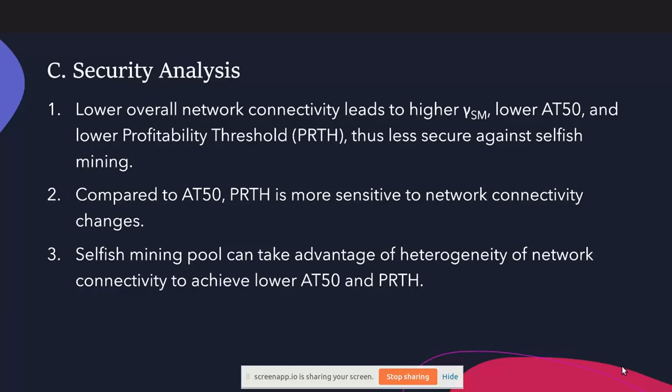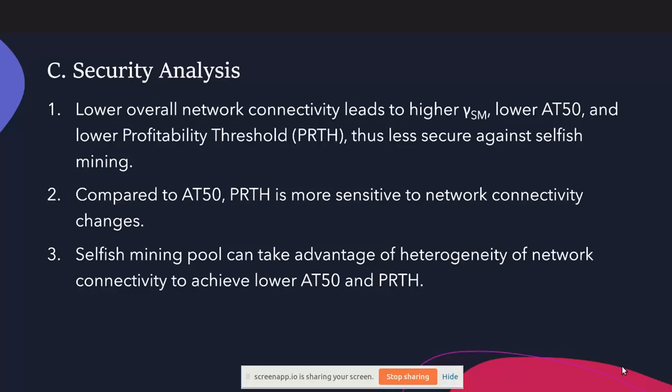So in that case, if the overall network connectivity lowers, the SM pool will be residing in the shortest communication paths, which would have more honest pairs, and this will lead to a higher gamma_sm for every alpha value, and consequently a lower attack threshold and a lower profitability threshold. Second, compared to the attack threshold, the profitability threshold is more sensitive to network connectivity changes.